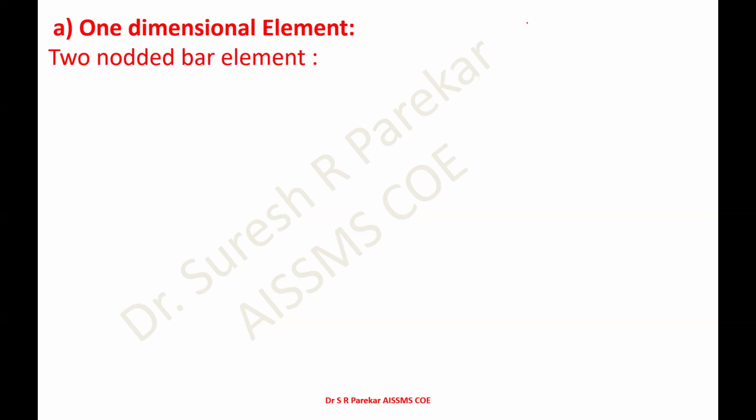Now we will consider a one dimensional element. When we talk about a one dimensional element, the minimum number of nodes we require is 2 only. So we will consider the 2 noded bar element in the first video. In the second video we will go for the 3 noded bar element, and then we can go ahead. So we take n equal to 2. So we are taking 2 nodes.